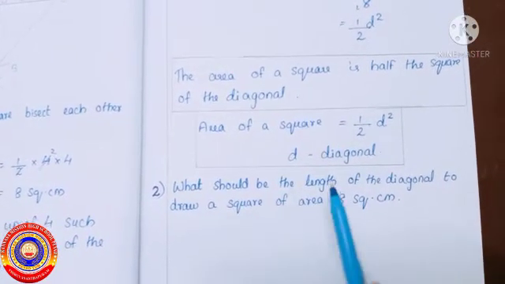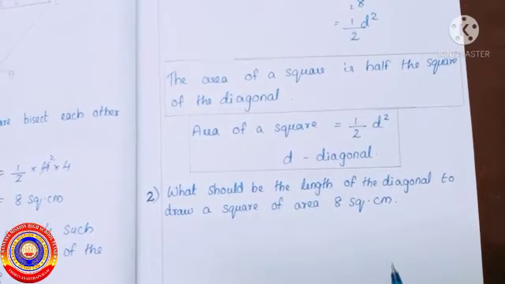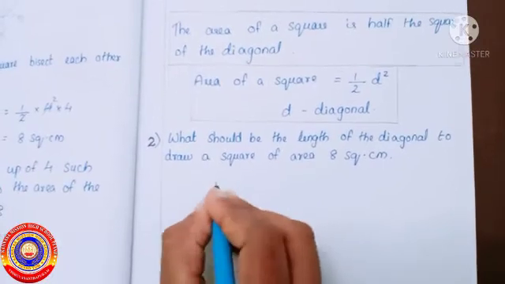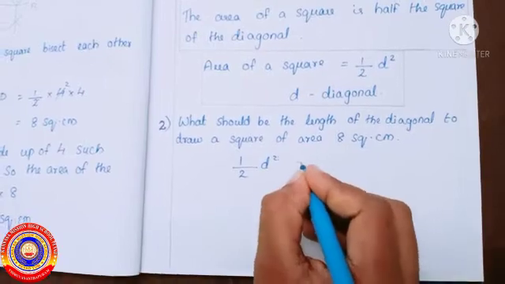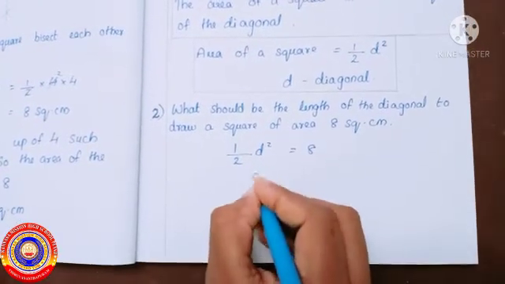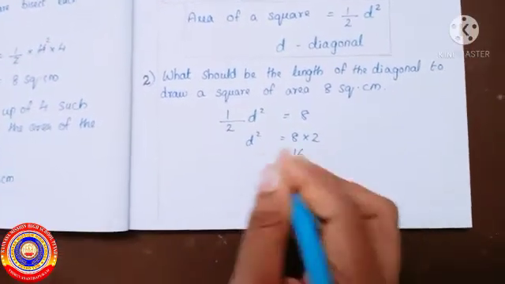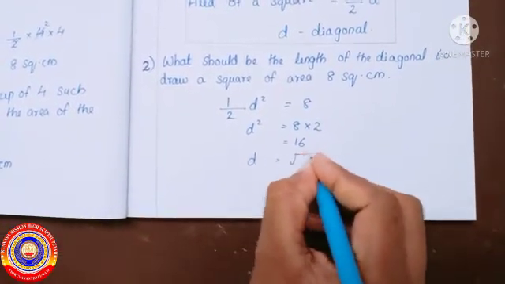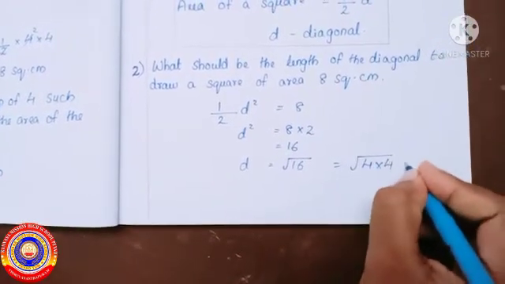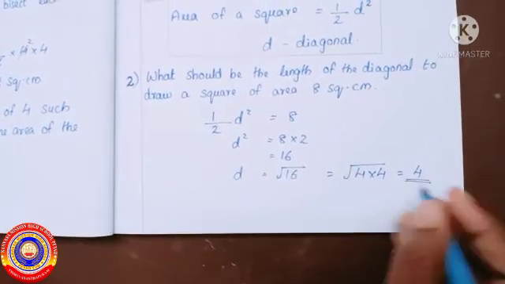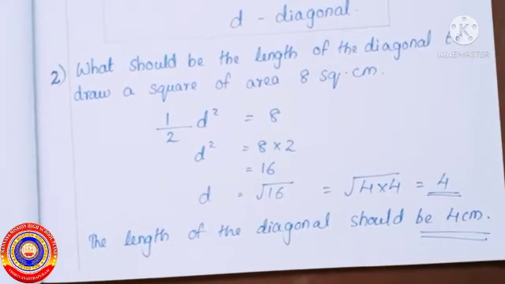Let's do a question. What should be the length of the diagonal to draw a square of area 8 square centimeter? Here the area is given. We have to find the length of the diagonal. That is 1 by 2 D square is equal to 8 square centimeter. Then D square is equal to 8 into 2, which is equal to 16. Then D is equal to square root of 16, that is equal to square root of 4 into 4, which is equal to 4. So in this question, the length of the diagonal should be 4 centimeter.